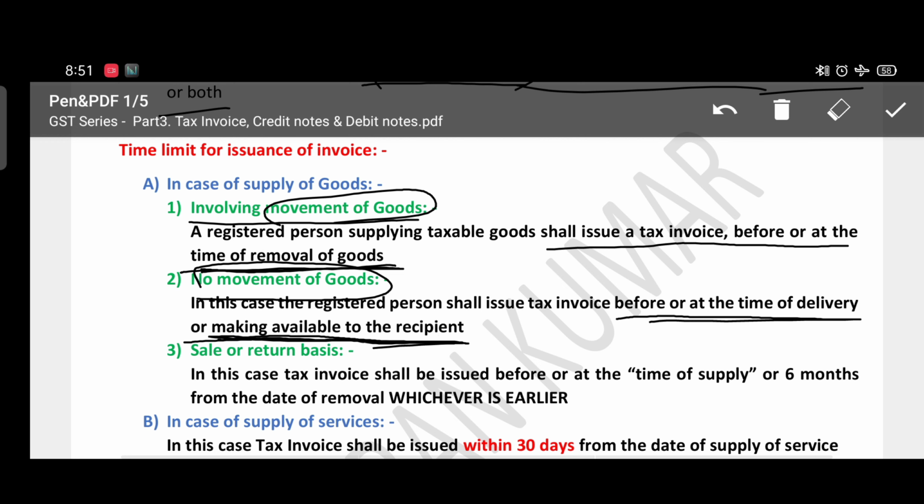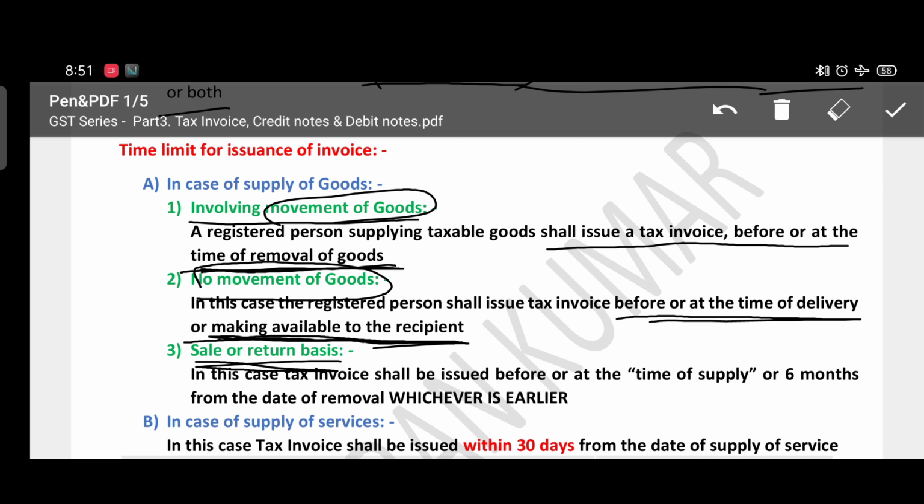And in case of sale or return basis, when should we issue the tax invoice? Before that, we should know what is sale or return basis. Sale or return basis is sometimes called approval basis. The supplier will supply to the consignee or to the customer free of cost, and the supplier will receive the money only if the customer is satisfied or the consignee sold the goods.